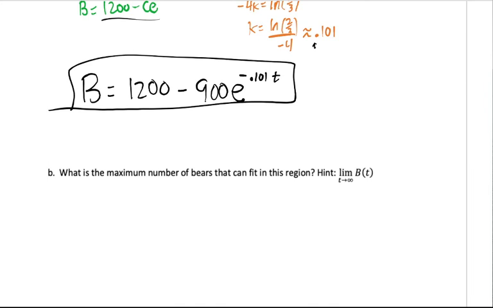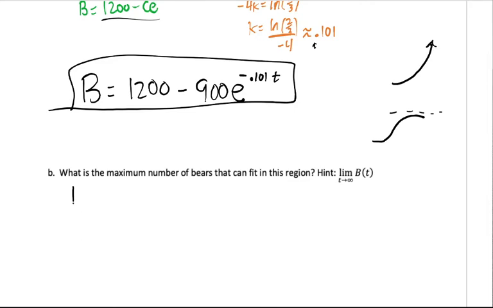Now it says, what is the maximum number of bears that can fit in this region? And it gave us a hint. It said, hey, let's just do the limit as t goes towards infinity and see what that is. So when they're asking for this maximum number, what we can do is just say, okay, let's figure out if we let t go on forever and ever for this exponential, does it just keep going forever, or does it eventually kind of taper out like the logistic functions that you learned last year that have an upper bound to them instead of the exponentials which just go up forever and ever?